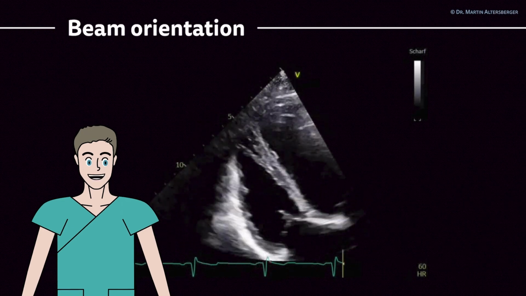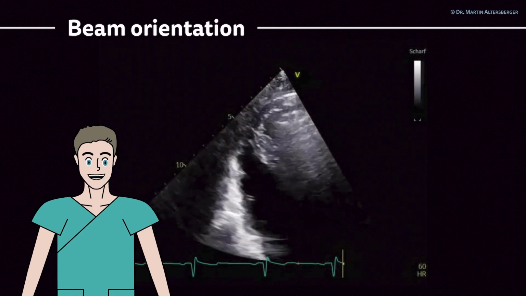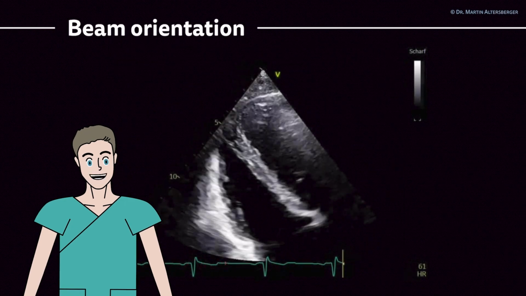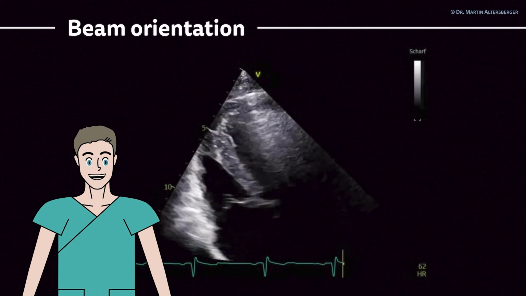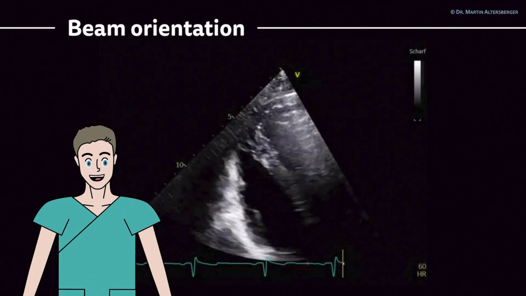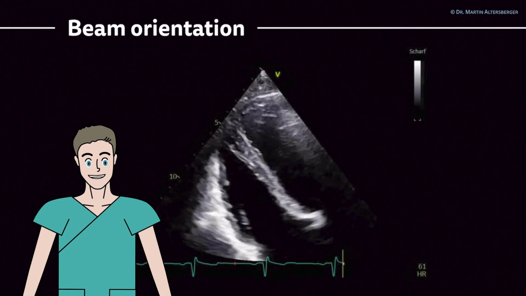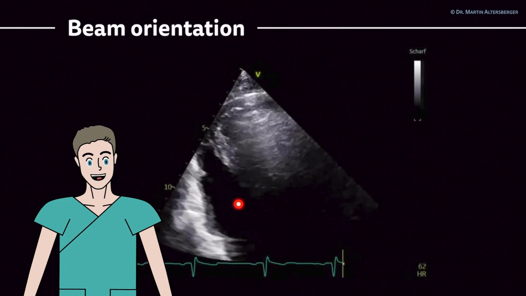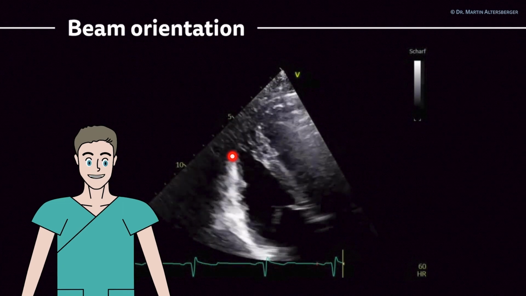The beam orientation or also other features by means of changing the imaging or the angulation of the imaging, it doesn't really affect your measurement. So in this case, you still can use the TDI measurements, the S prime, the TAPSE in this area, and also the right ventricular free wall strain.